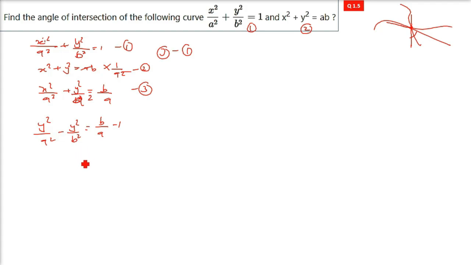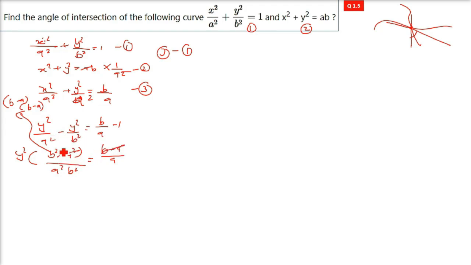Let us take y square common. So you will get y square into 1 by a square minus 1 by b square, which is b square minus a square by a square b square. On the right, it will be b minus a by a. This b square minus a square is b minus a into b plus a. It's not b minus a into b minus a. It's b minus a into b plus a.